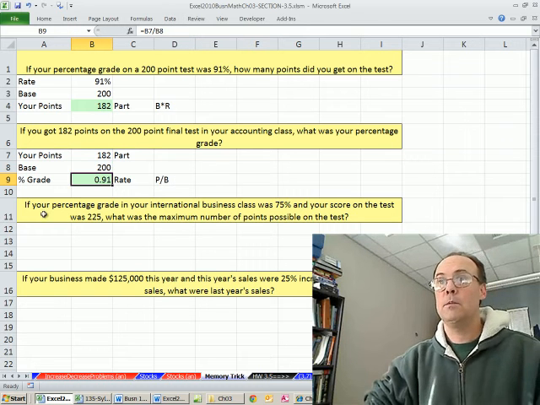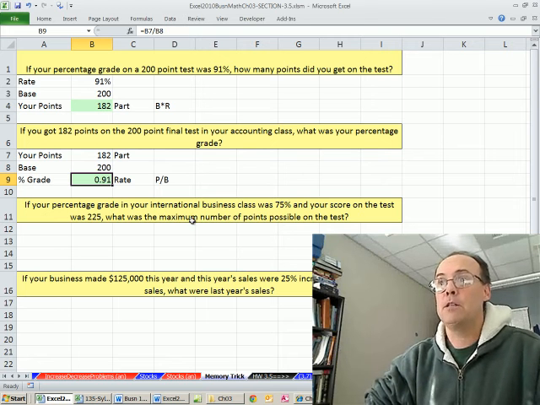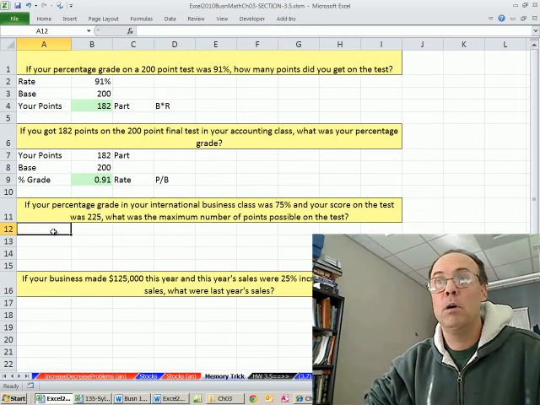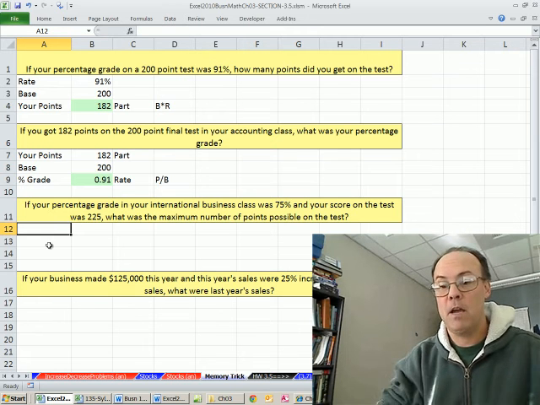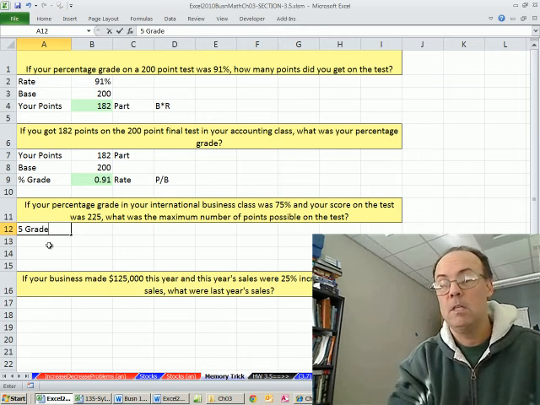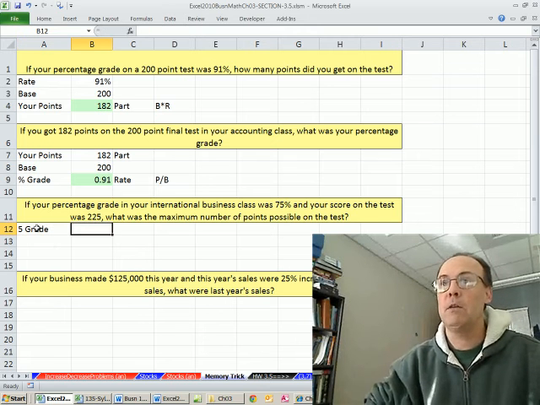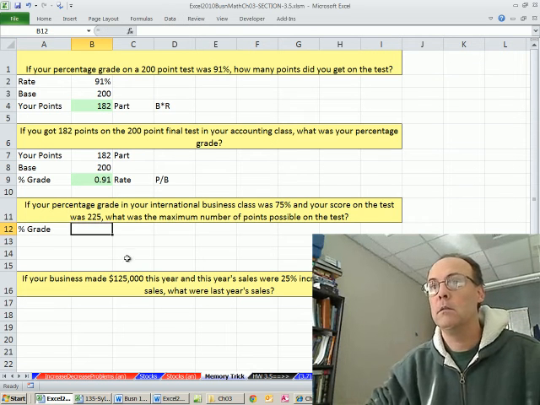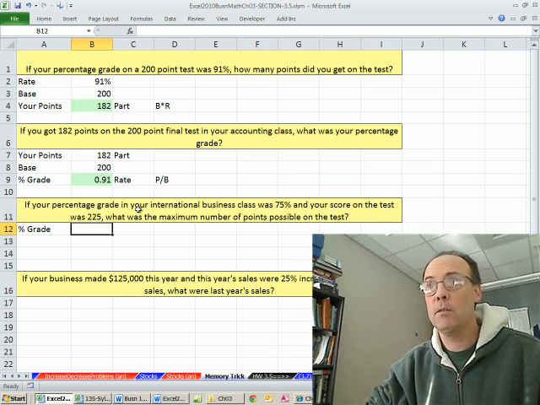Now let's do our next one. If your percentage grade in the international business class was 75% and your score on the test was 225, what was the maximum number of points possible on the test? Well, let's just put our data here. So your percentage grade, so we have a, and I don't see that it says increase or decrease. So it doesn't look like an increase or decrease problem. I don't see those words here.